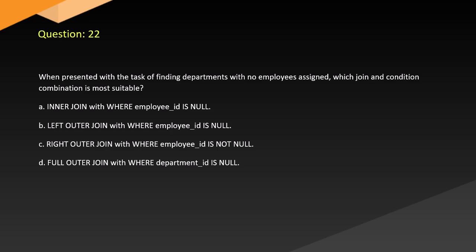Question 22. When presented with the task of finding departments with no employees assigned, which join and condition combination is most suitable? A. Inner join with where employee ID is null. B. Left outer join with where employee ID is null. C. Right outer join with where employee ID is not null. D. Full outer join with where department ID is null.